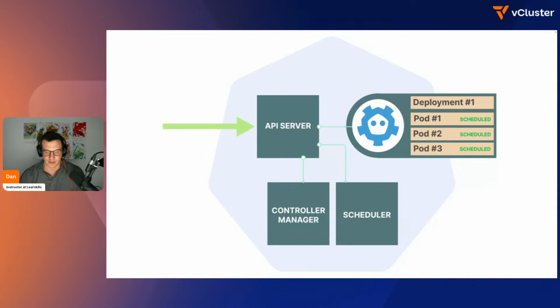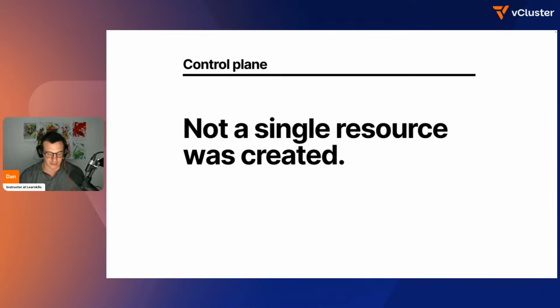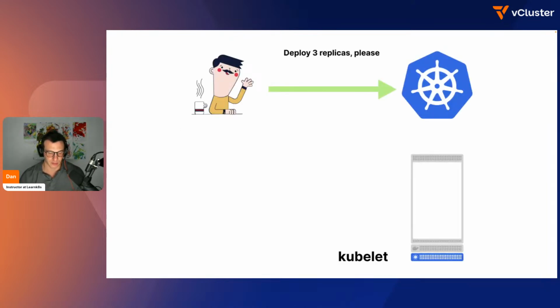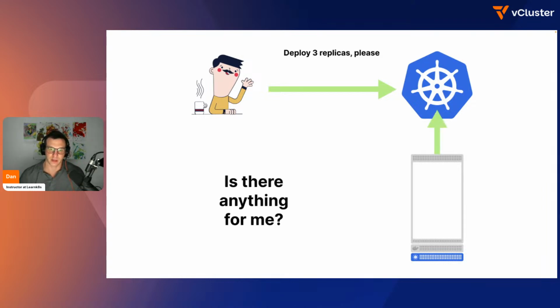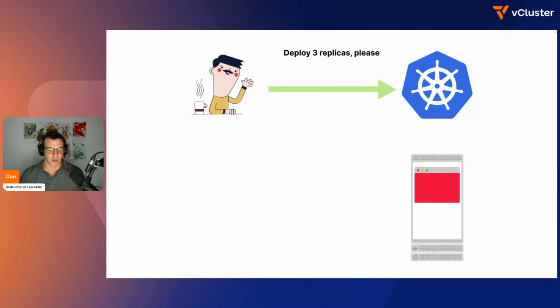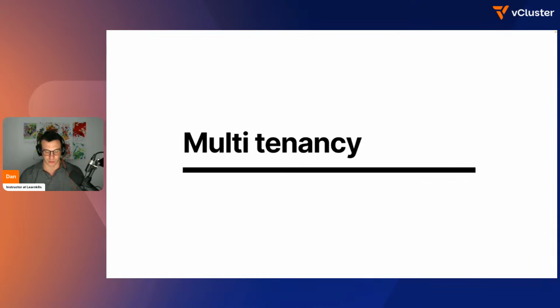Now, at the end of this process, not a single resource has been created in the cluster. All we have done is write values inside the database. What happens next is that the kubelet, an agent that lives inside the nodes of your cluster, goes and fetches information from the control plane. It asks: is there any pod that has been assigned to my node? If there is, it pulls down the spec and tries to run that pod on that node. That's generally how a request goes end to end in your Kubernetes cluster.